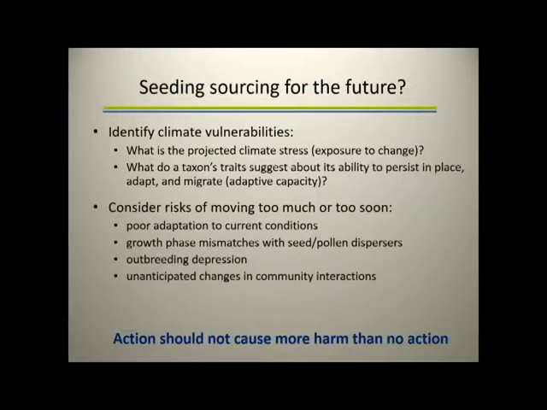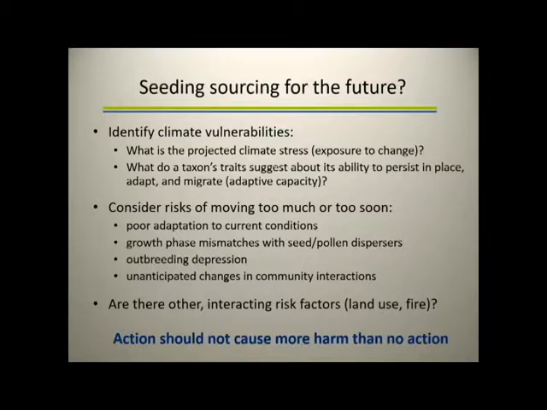We also need to consider the risks of moving things too soon. You don't want them to die. If you move them way ahead of time, you might produce growth phase mismatches with their pollinators or other herbivores and so on. We don't want to create problems with outbreeding depression or unanticipated changes in community interactions. And we also need to really think about those other risk factors, the fire risk and land use changes.